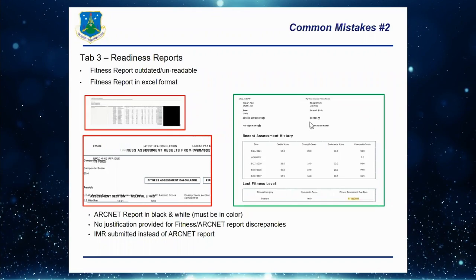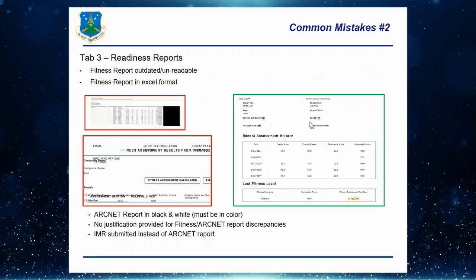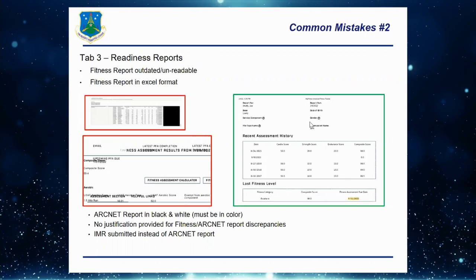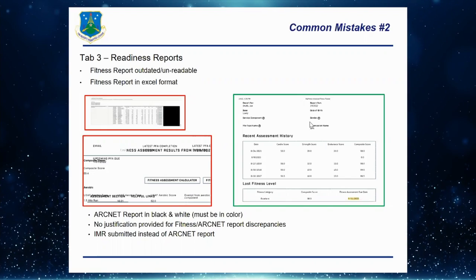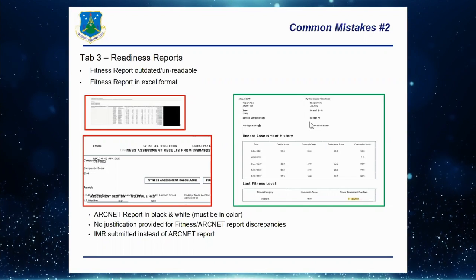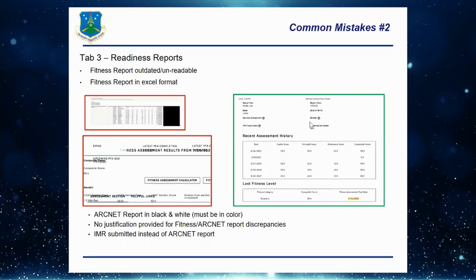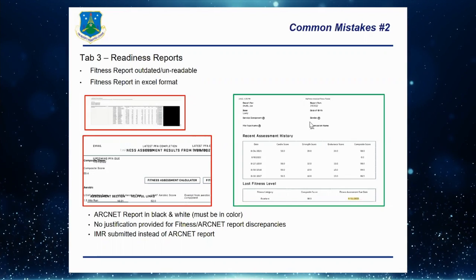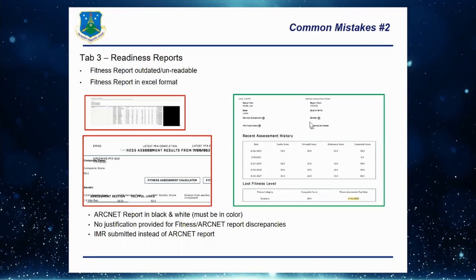But lastly, at the bottom, the fitness assessment due date is in the future. So that's a big one. And the last few bullets are just the ArcNet report we've seen. It's color coded, and we get them in black and white, which I don't know how. But please make sure they're in color.